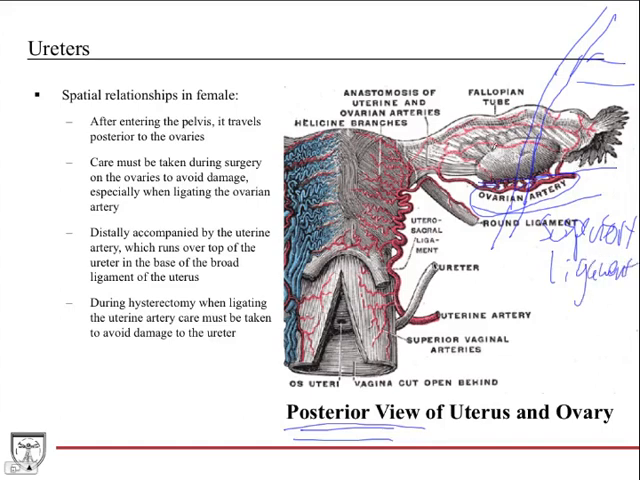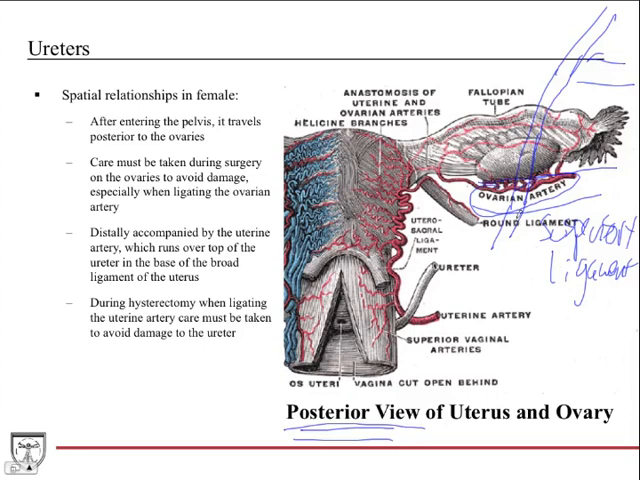And this is important surgically because during an oophorectomy, which is a surgery to remove the ovary, typically done for a cyst or ovarian cancer, the surgeon needs to be very careful to locate and isolate the ureter, because if you're not careful while ligating the ovarian artery, you can damage the ureter and cause accidental ligation of the ureter. And we'll talk about why that's really devastating in subsequent slides.